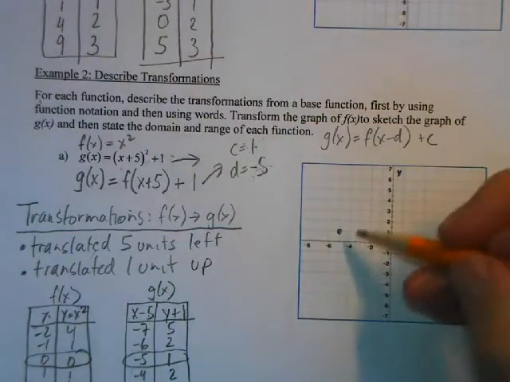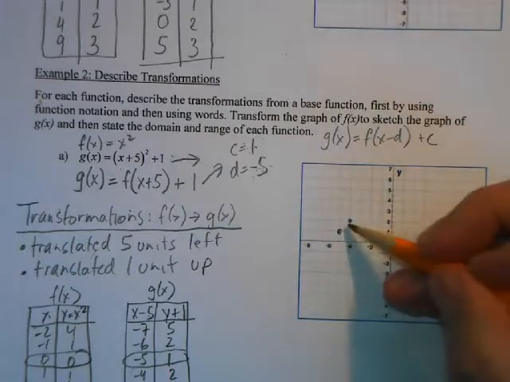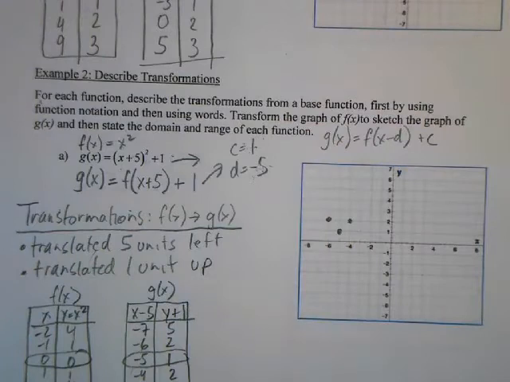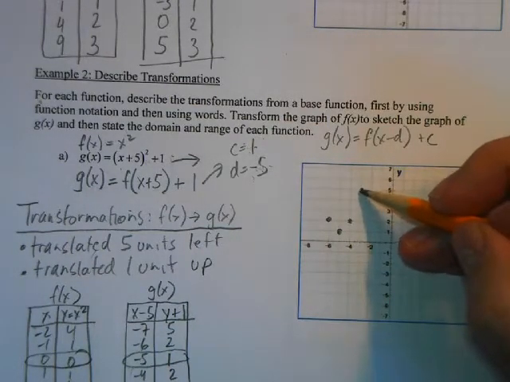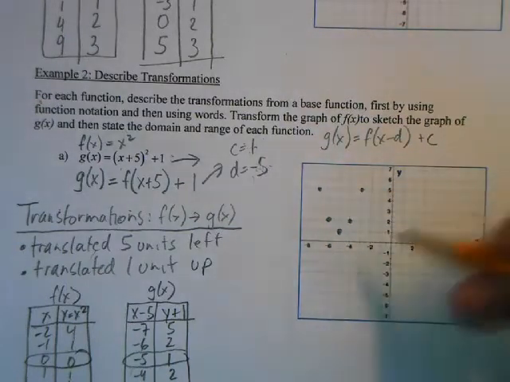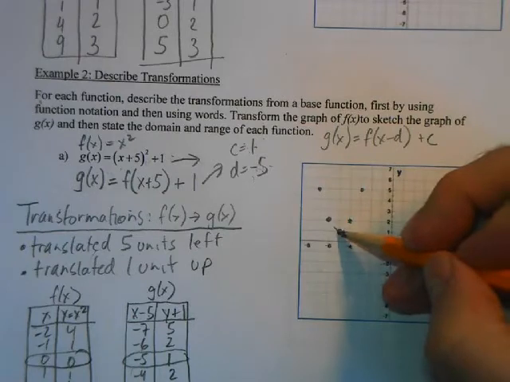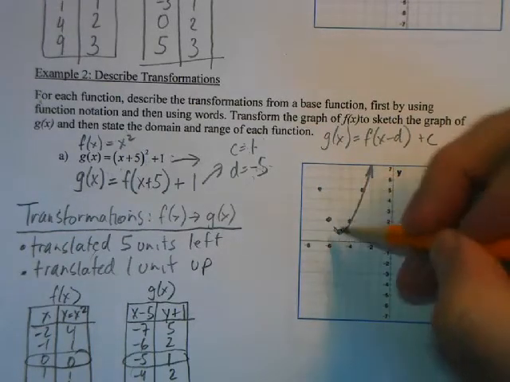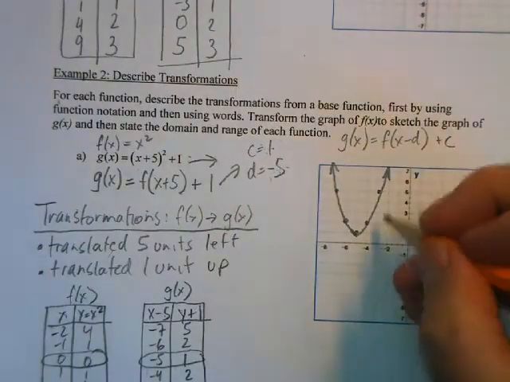I have -4, 2, so it's going up. You can tell that now. I also have -6, 2 on the left. And then -3, 5 goes up here, and -7, 5 over here. So you can see there's my vertex. I do my sketch with arrows at both ends like that, and there's my function g of x.